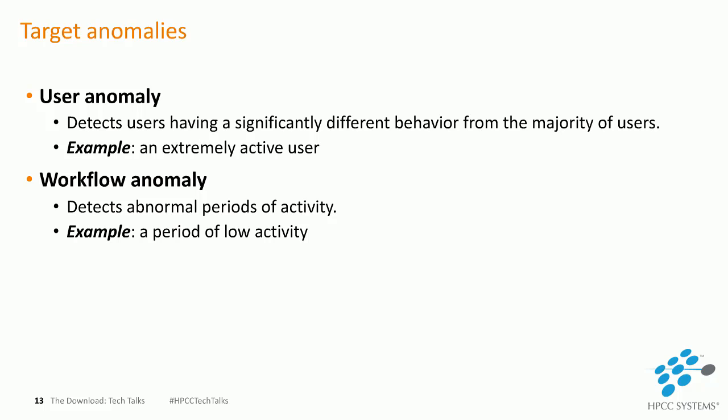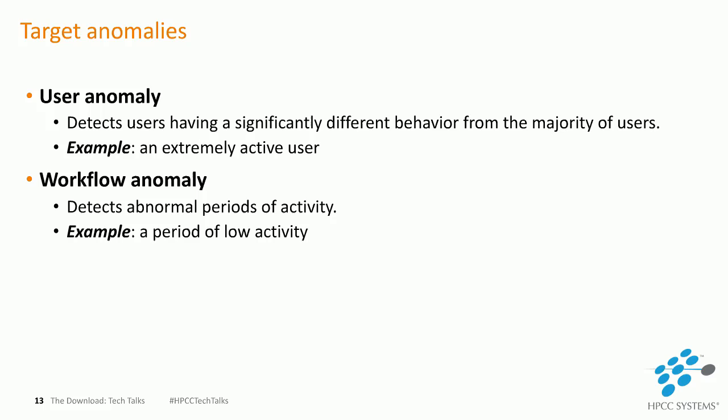User anomaly detects users having a significantly different behavior from the majority of users. An example would be an extremely active user. And then workflow anomaly detects abnormal periods of activity. An example would be a period of low activity, maybe because some servers were down. So these were our target anomalies.